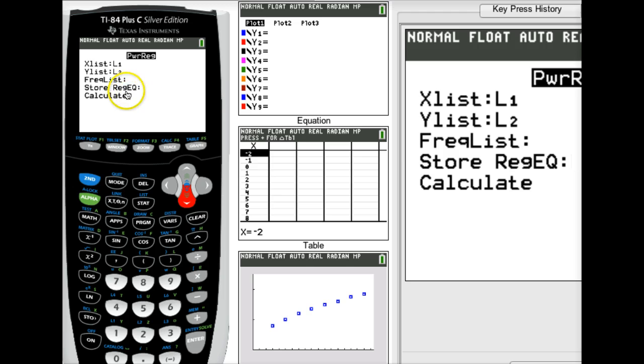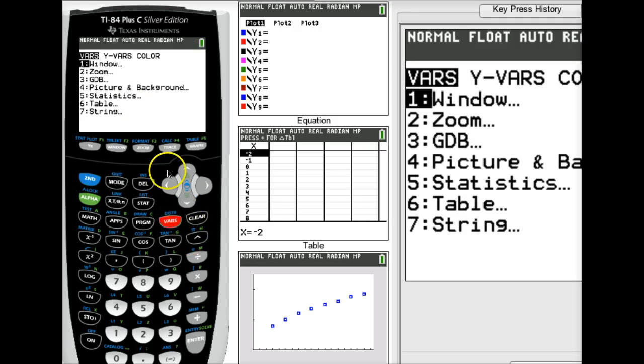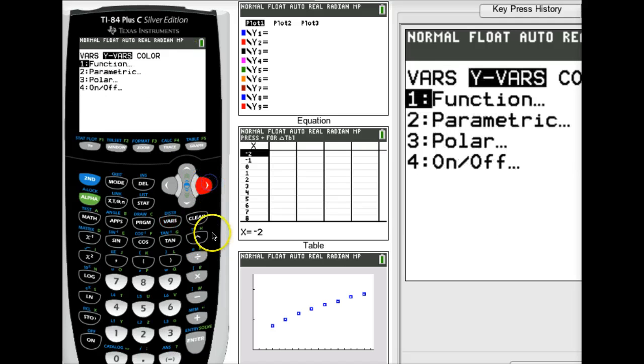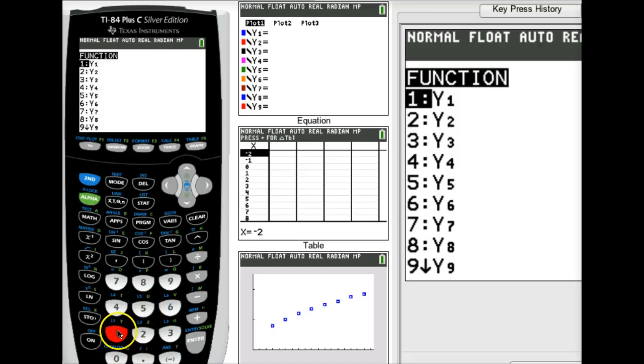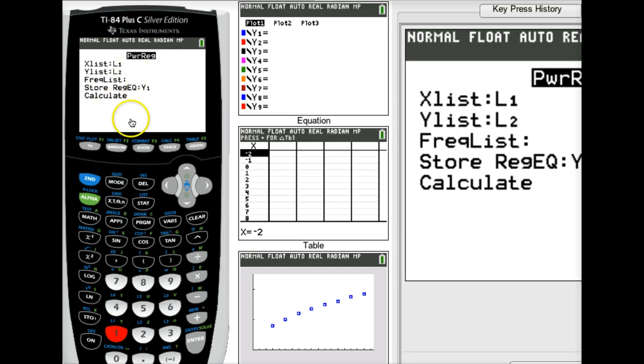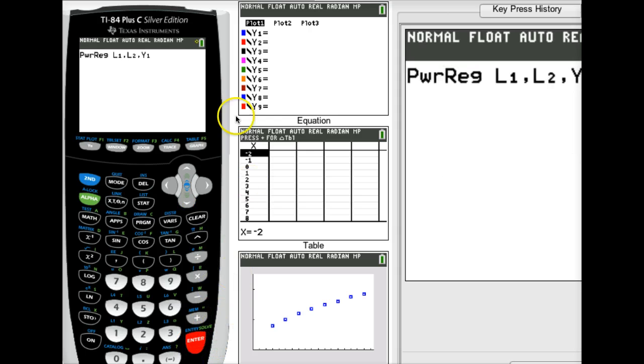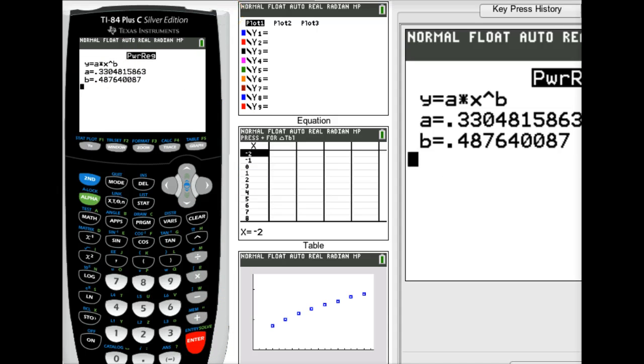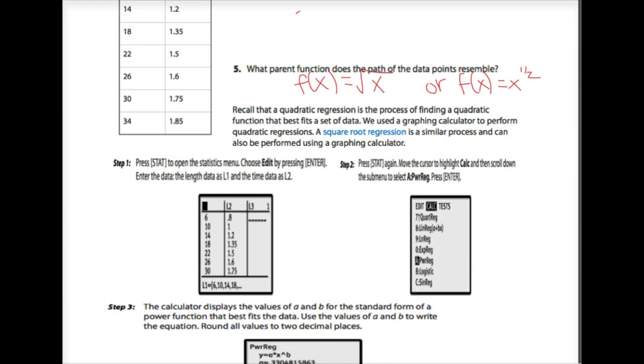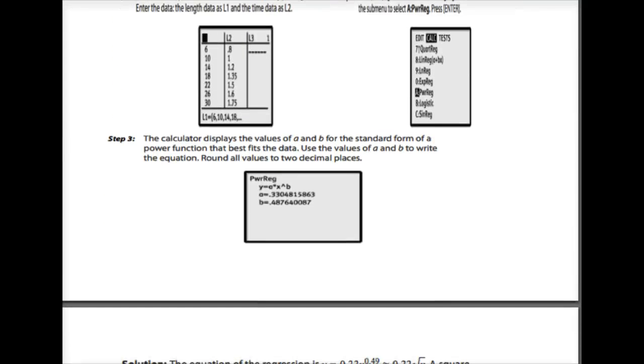We need to automatically paste the regression equation that it gives us into our Y equals. So we've done these steps before. I'll write them out for you here in a second. But you're going to press vars, scroll right to Y vars, choose function, choice 1, and then choose 1 for Y1. This is going to automatically paste it. Then you can press Enter on top of calculate, and it's going to give you the equation. Now, if you have the older version of the calculator, you don't see that same screen when you chose power regression.